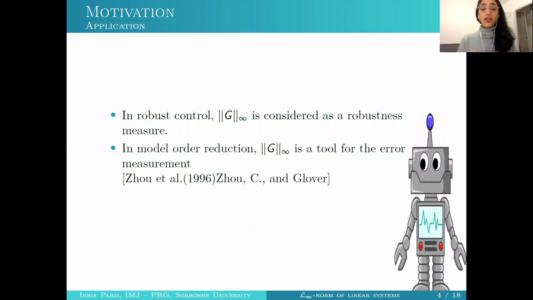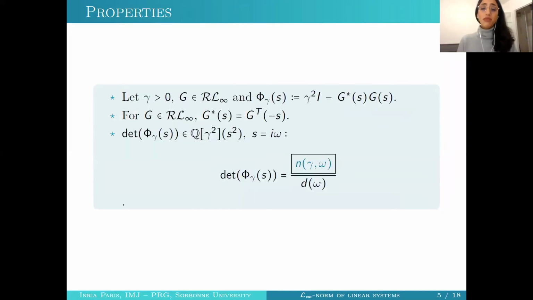So now, about the importance of the L-infinity norm computation. In robust control, it is considered as a robustness measure, and in model order reduction, it is a tool for the error measurement. So now we start by explaining its properties.